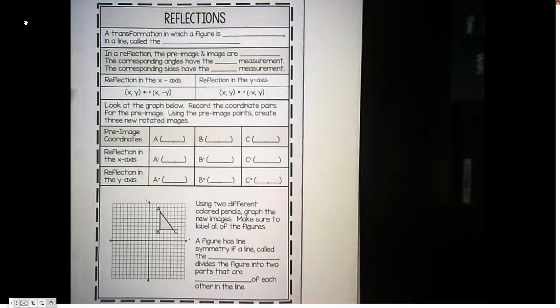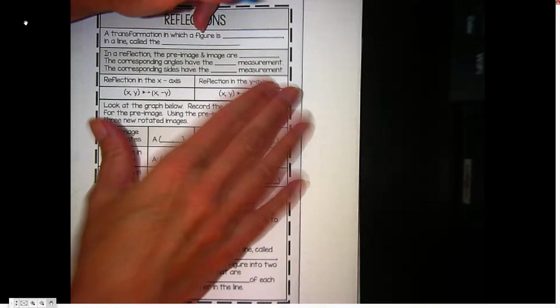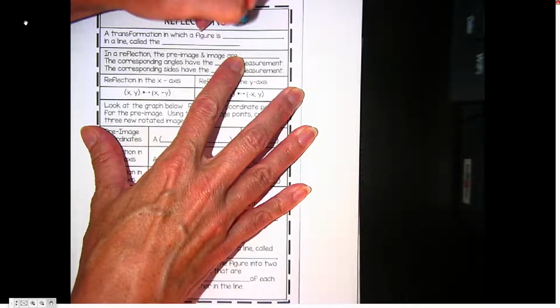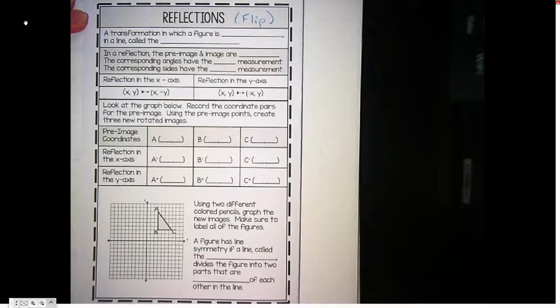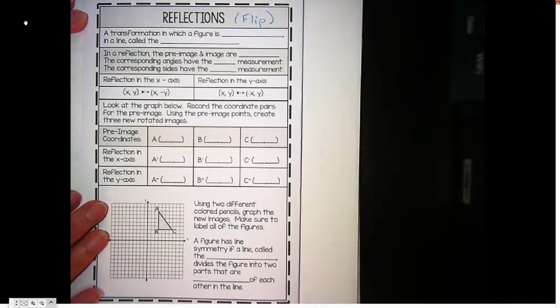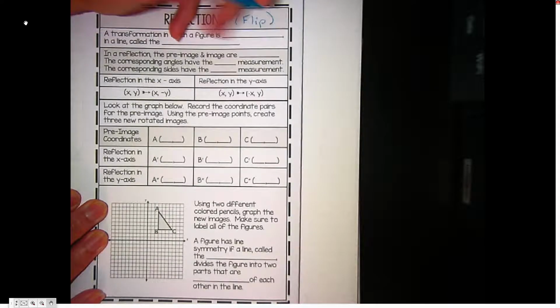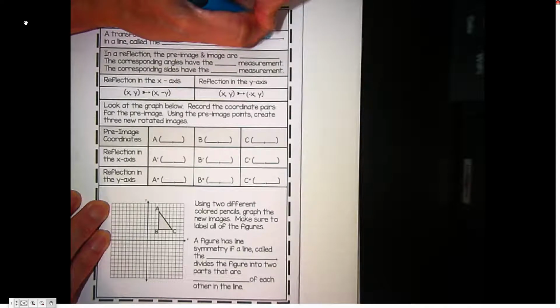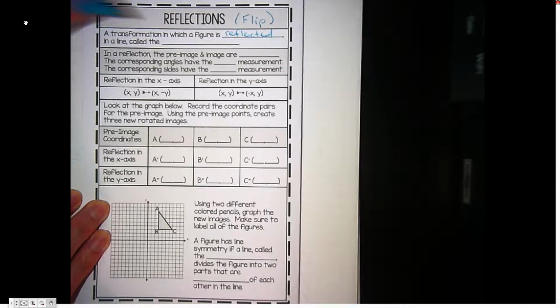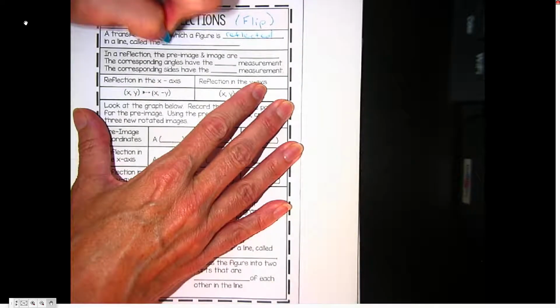Okay. So reflections. If you think about reflecting in a mirror or when something reflects across the water, a reflection is like when you take a shape and you flip it. Okay, so I'm going to write flip across here. You generally don't use the word flip, but it is a good word that helps describe what a reflection is. It's a transformation in which a figure is reflected in a line called the line of reflection. So line.